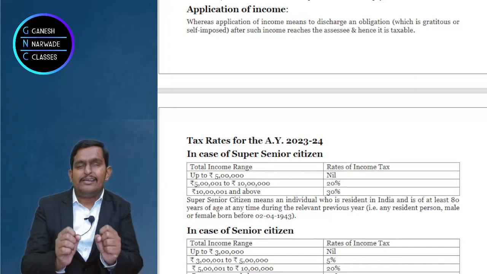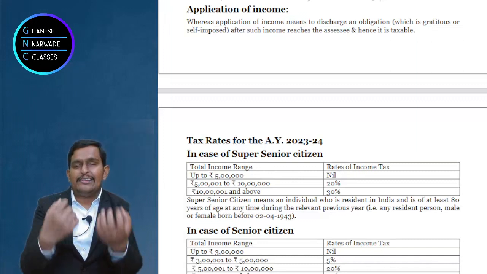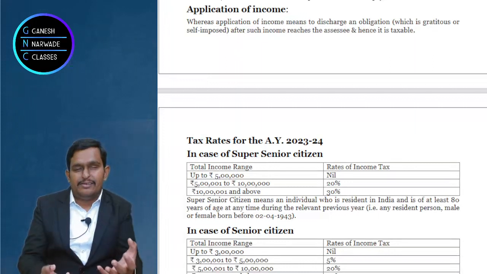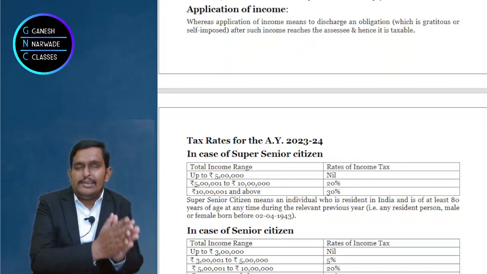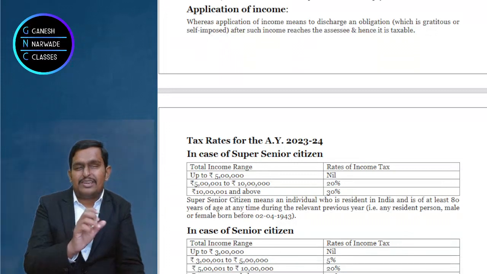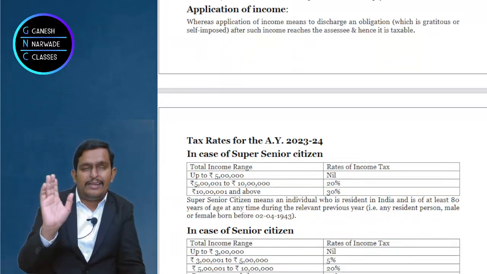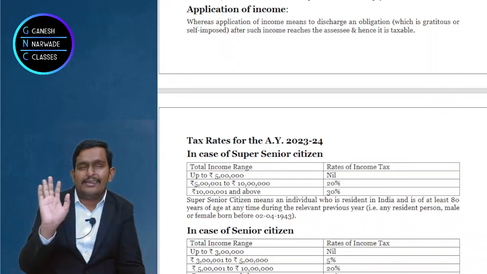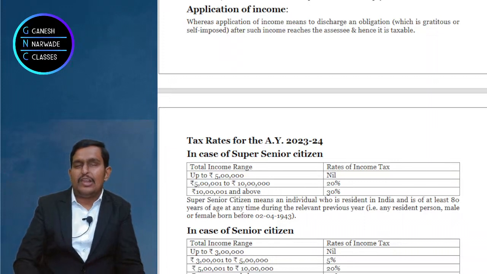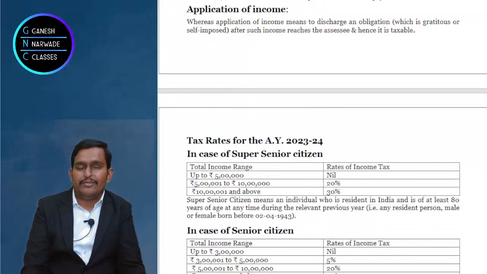Whereas application is a self-generated obligation, or some gratuitous payment. Because the income is earned, it will be taxable. After that, if you create self-generated obligations or gratuitous obligations, it doesn't affect the taxability. So application will not affect taxability of income, but diversion will exempt the income in the hands of the person first receiving it. That's it. Now let's come to tax rates.